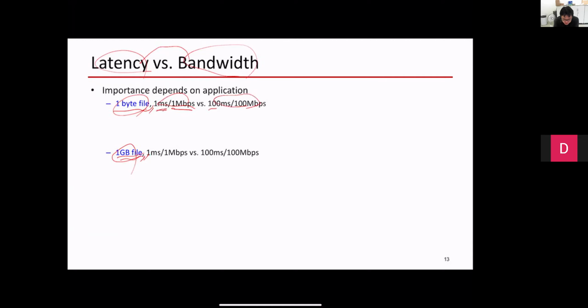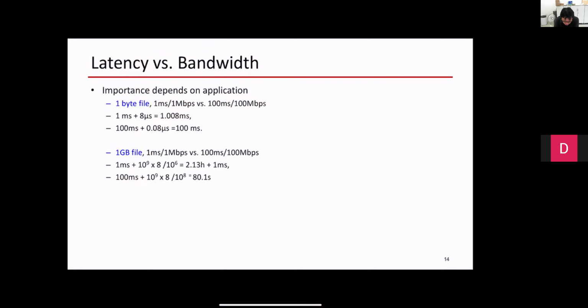If I have to send the 1 byte file on the left network, how long does it take? I have a 1 millisecond latency, plus I have 8 bits at 1 to the 6 bits per second. Bits over bits per second becomes seconds. Then it is 8 e to the minus 6 seconds, which is 8 microseconds.